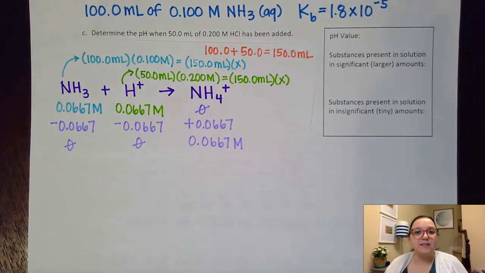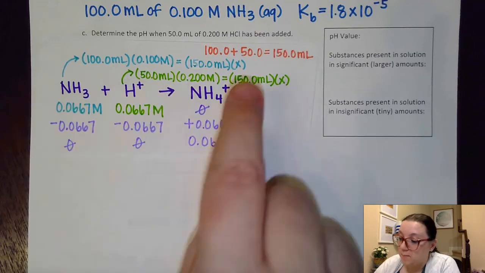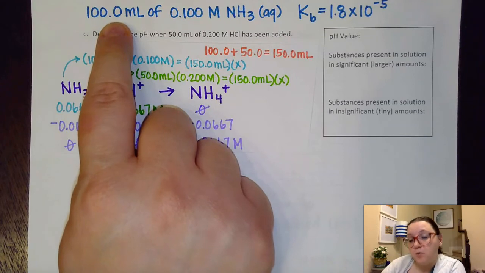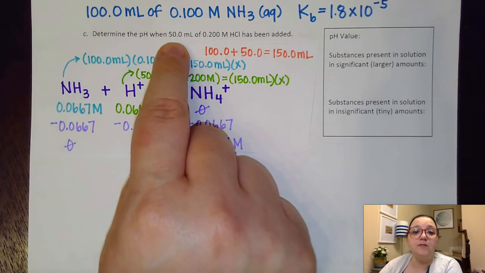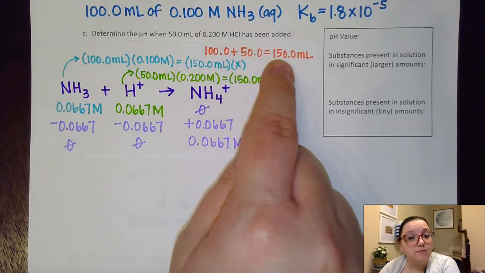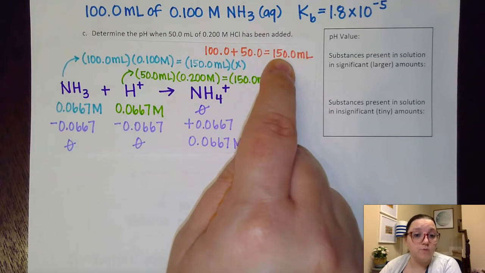The next piece in this step would be the D, the dilution. And so I'm going to figure out what my total volume would be. I would have 100 milliliters of the ammonia, but now I've added in 50 milliliters of the hydrochloric. And so that gets us 150 milliliters of our total volume.